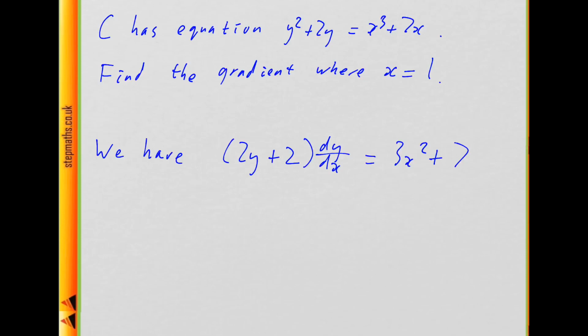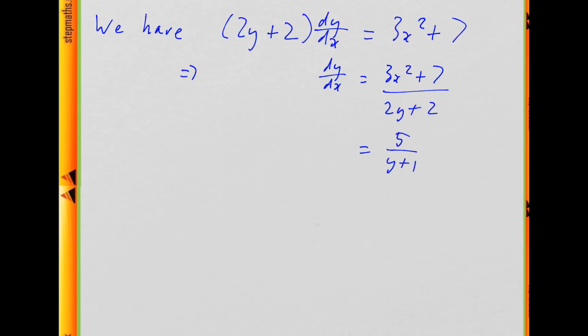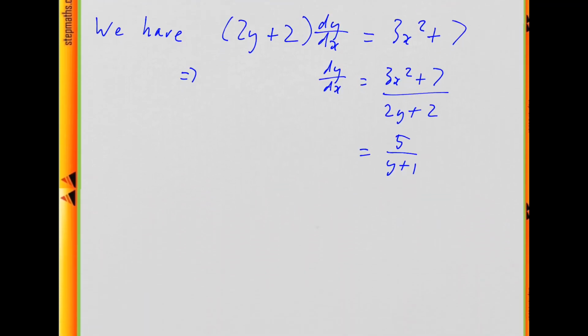And now we want dy by dx because we want the gradient. So if we rearrange, we get dy by dx equals 3x squared plus 7 over 2y plus 2. And bear in mind we're going to be using x equals 1, so we can just make the top 3 plus 7 is 10, then cancel 2's, so this becomes 5 over y plus 1. So now we need to know what y is at those points where x equals 1, so we're going to have to go back to the original equation and then plug in x equals 1.